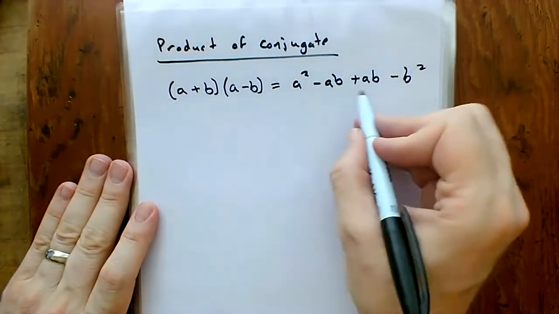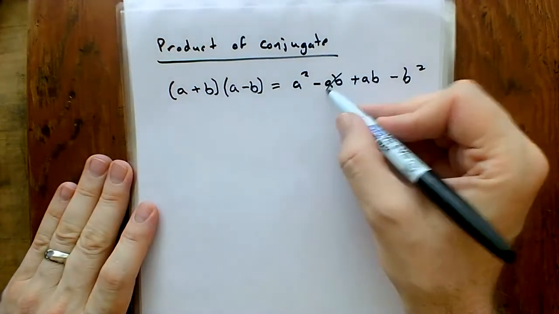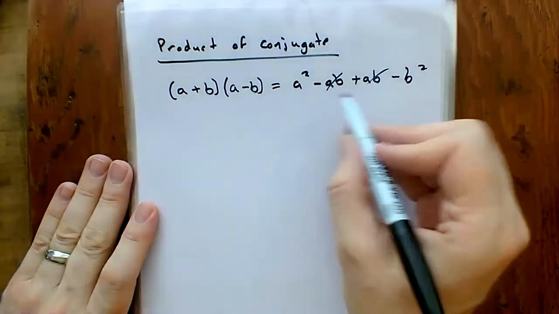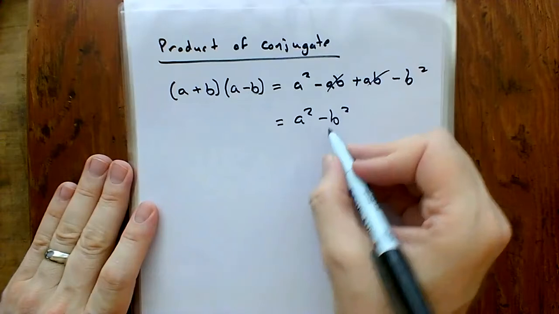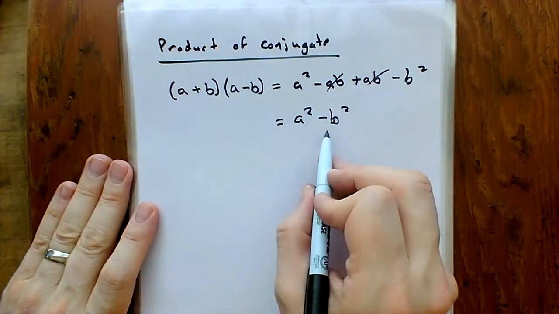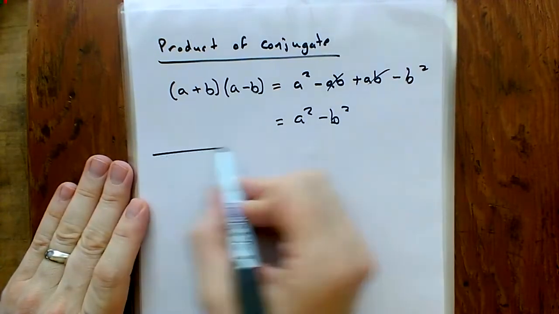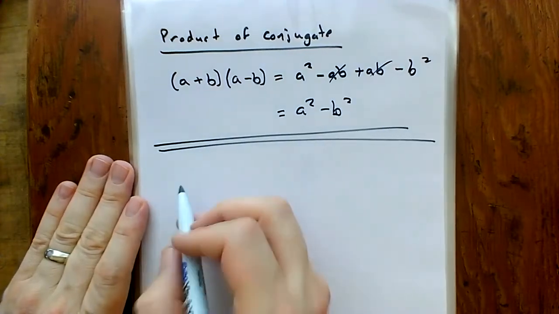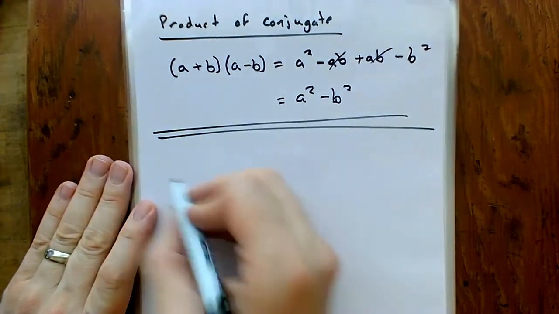Now, notice when I add these together, my middle two terms cancel each other out. If I FOIL, my OI goes away. I'm left with just a squared minus b squared. So when I multiply together conjugates, I'm left with the difference of perfect squares. And this gets to be a very, very fast and, dare I say it, fun way of multiplying.